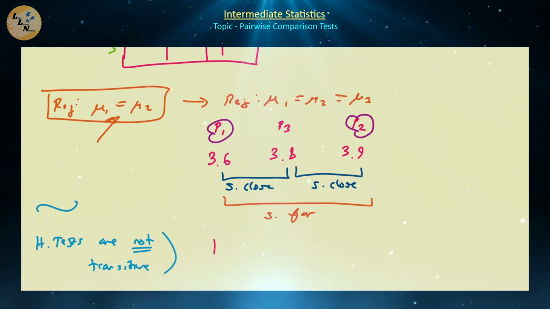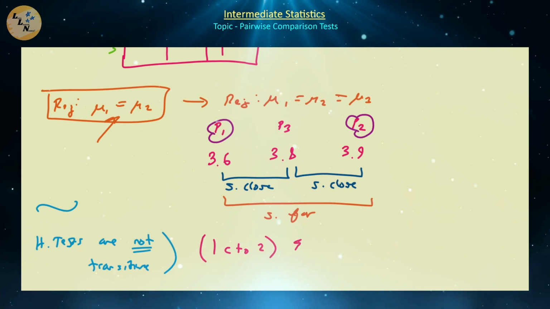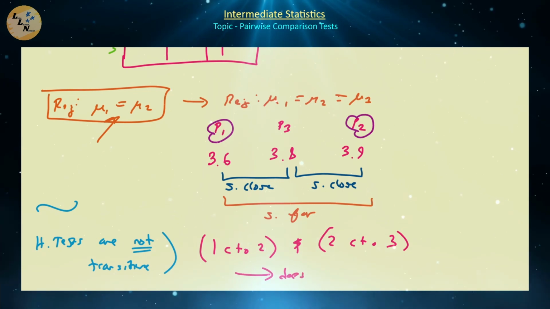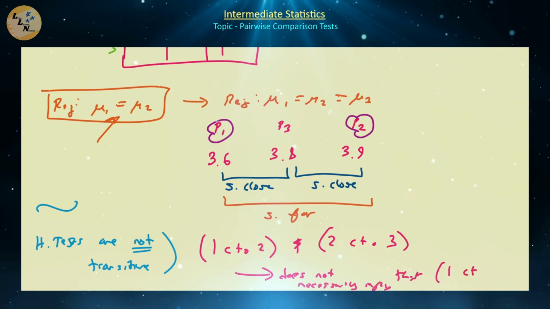And what do I mean by hypothesis tests are not transitive? So that means if you have that 1 is close to 2 and 2 is close to 3, that does not necessarily imply that 1 is close to 3. Right? Some structures, such as less than or equal to, for example, if x is less than y and y is less than z, then x is less than z. Yes, that's perfectly transitive, but hypothesis test conclusions are not. So you definitely need to be careful of that, because that's a common misconception in pairwise comparison tests.